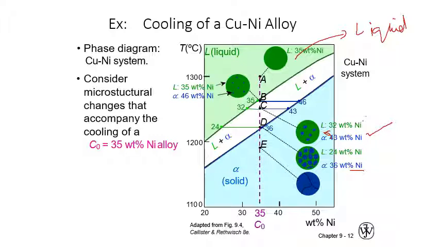And basically, from point A, B, C, D, this is the overall composition of nickel at 35% weight percent.